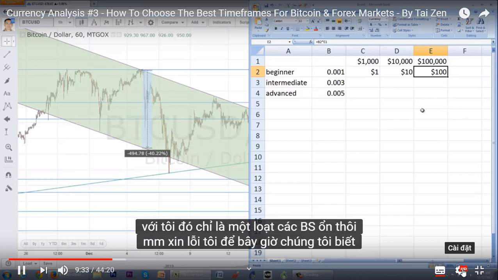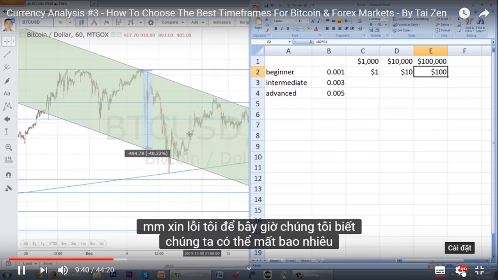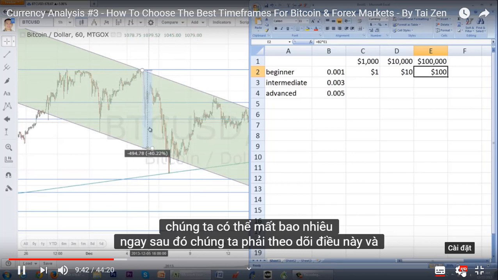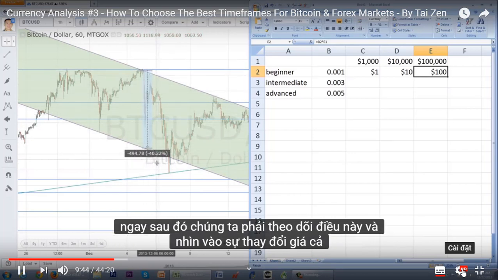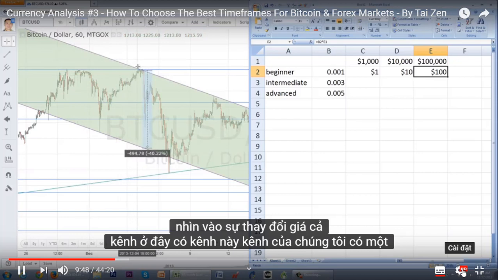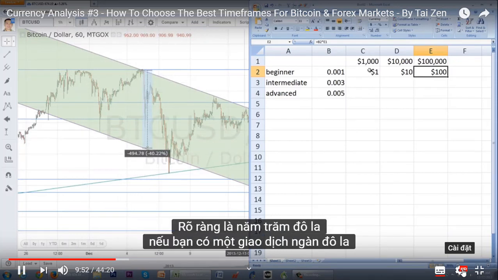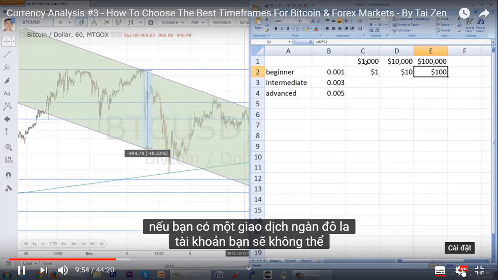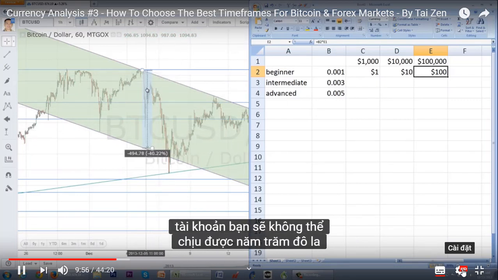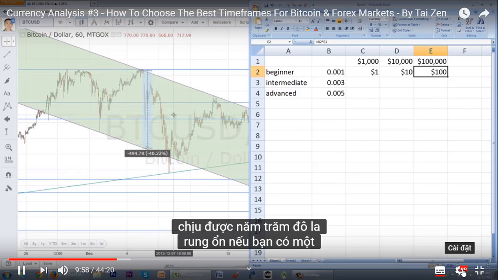Okay, so now that we know how much we're capable of losing, then we have to monitor this and look at the swings in price. If this hour channel has a $500 swing, well, obviously, if you have a $1,000 trading account, you're not going to be able to withstand a $500 vibration.